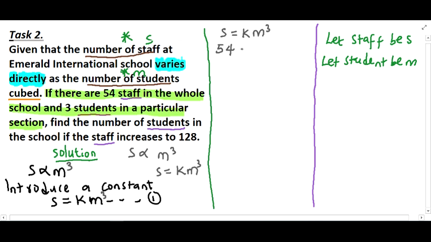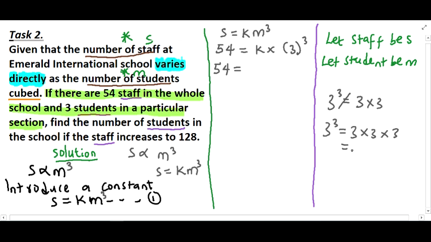Okay, let's continue. So we have K multiplied by, remember, M is what? They said 3 students, so we have to cube it. 3 students, 3. Okay, and then we have 54 is equal to K times 3 raised to the power 3. It is not 3 times 3. Please, that's wrong. 3 raised to the power 3 simply means 3 times 3 times 3, and that's going to give us 27, right?